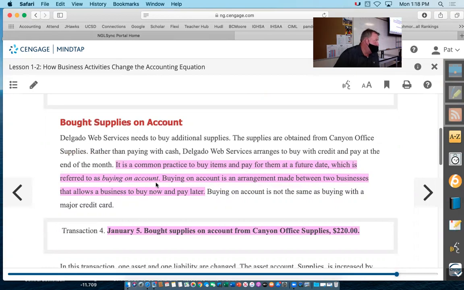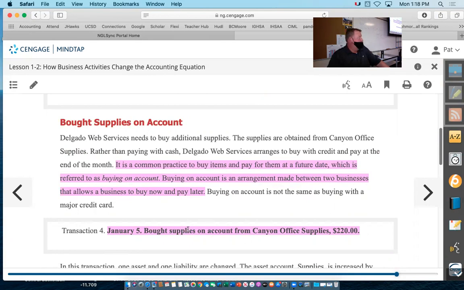Elliot owns a store, a hardware store. I go in there and charge a bunch of tools. He's going to let me buy, and he's going to bill me for them. I'm not going to have to pay him right away. He'll bill me for them. That's buying on account. It's an arrangement between 2 businesses that allows you to buy now and pay later. So it says January 5th, transaction 4, bought supplies on account from Canyon Office Supplies.